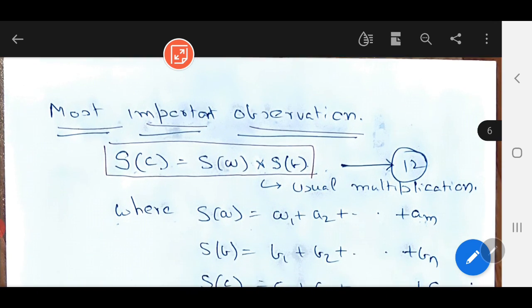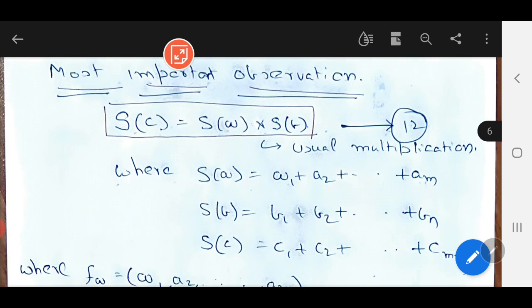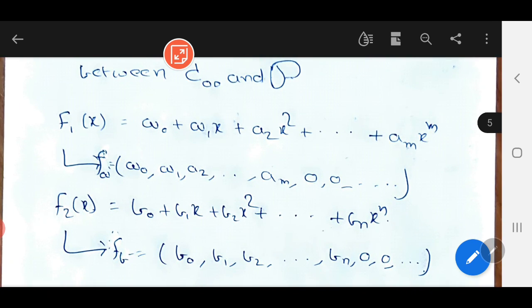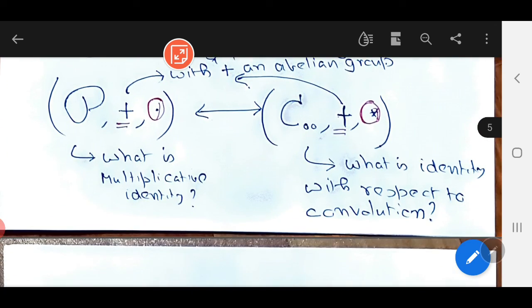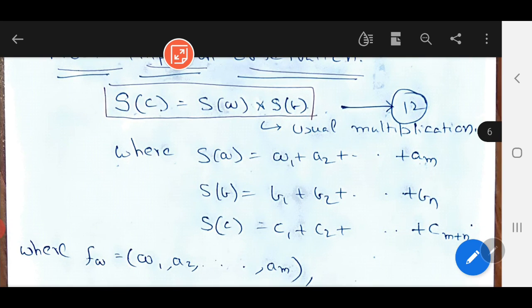This is one of the most important observations which we are going to use: S of C is equal to S of A times S of B. What is this S of A? A is a sequence, I already told you. Please remember, by A we mean this, and by B we mean this. It's a sequence. So S of A means you just add all the non-zero terms.